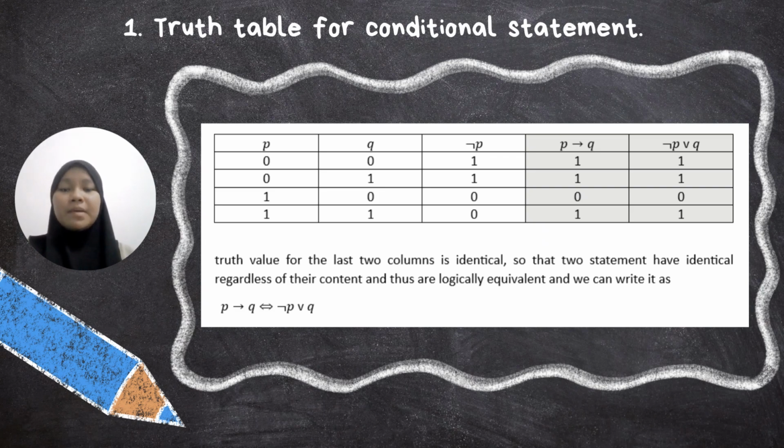First, I will show you the truth table for conditional statements. This truth table shows the relationship between two statements, P and Q, in the form of a conditional statement, P implies Q. In the table, we can compare the column for P implies Q with the column for not P or Q. We can see that the truth values in both columns are identical for every possible combination of P and Q. Therefore, we conclude that P implies Q is logically equivalent to not P or Q. This means that both statements always have the same truth value in every situation.